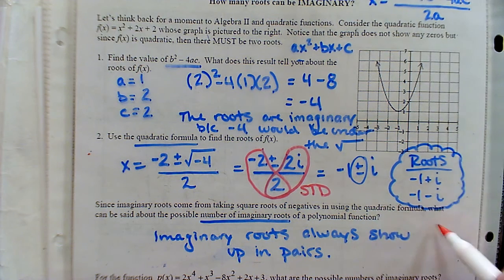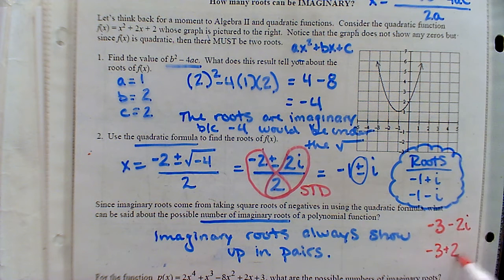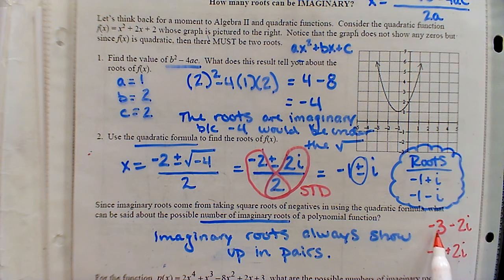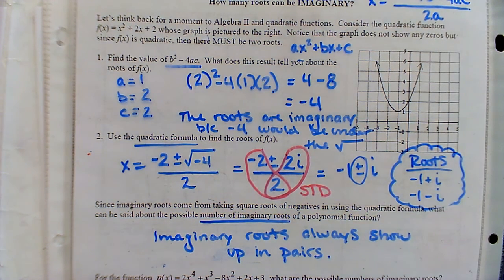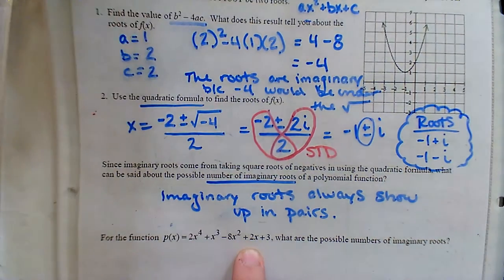What if one of them was -3 minus 2i? What would the pair look like? Yeah. -3 plus 2i. There you go. So notice how you're only changing the plus or minus between the two numbers. Okay, you're not switching everything. It's not like this is becoming 3 plus 2i. It's just the plus or minus. Okay, so imaginary numbers always show up in pairs. We're going to use that today too. Okay, that concept.